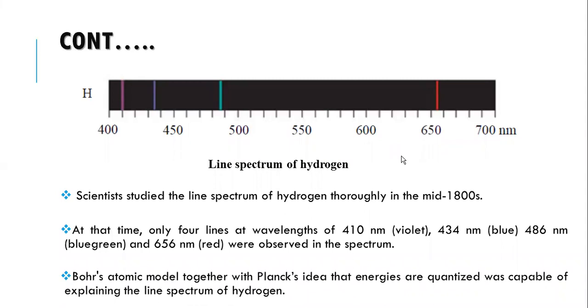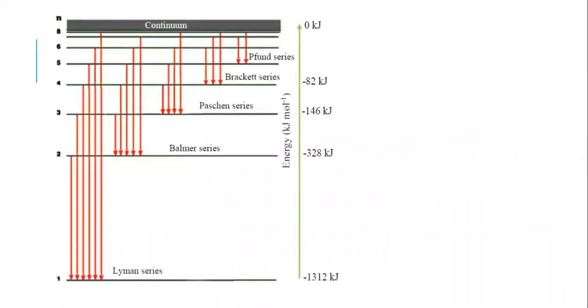Then the Bohr atomic model, together with Planck's idea that energies are quantized, was capable of explaining the spectrum of hydrogen. So then we had an idea of what this diagram shows: the possible electron emission in hydrogen, derived from the Bohr model extended with Planck's idea. Look at this.